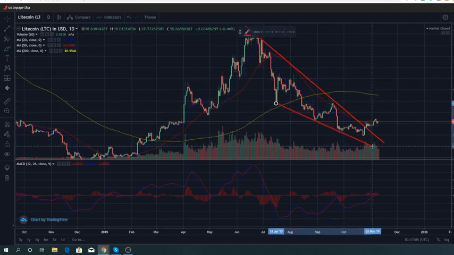It also broke the falling wedge on the upside, and now for both LTC and Ether, the 20-day and 50-day moving averages are acting as support. So that's actually a positive thing for the coins.